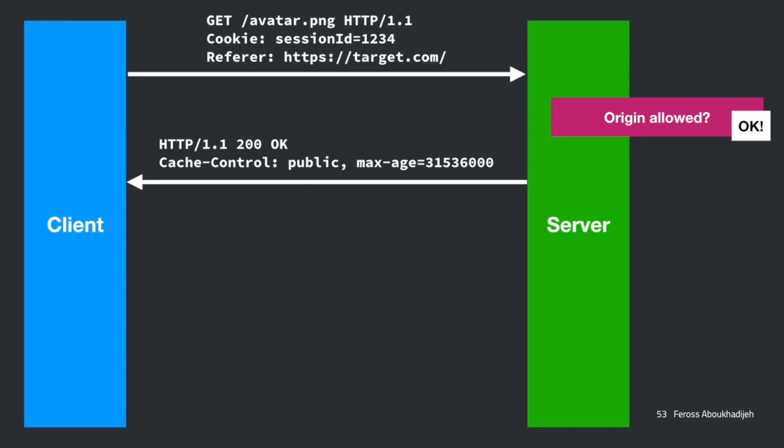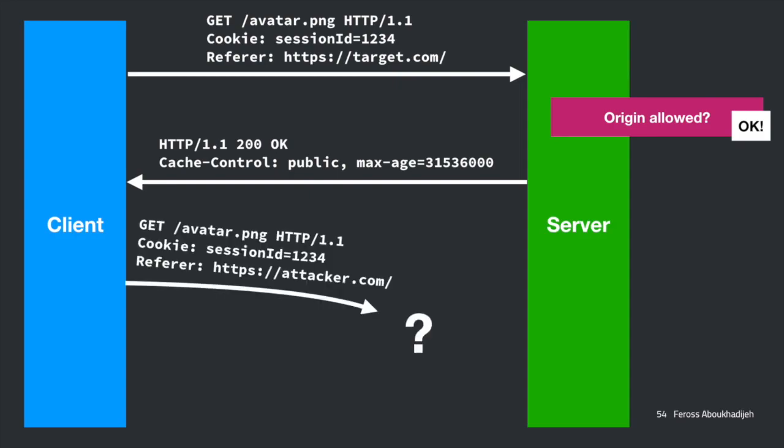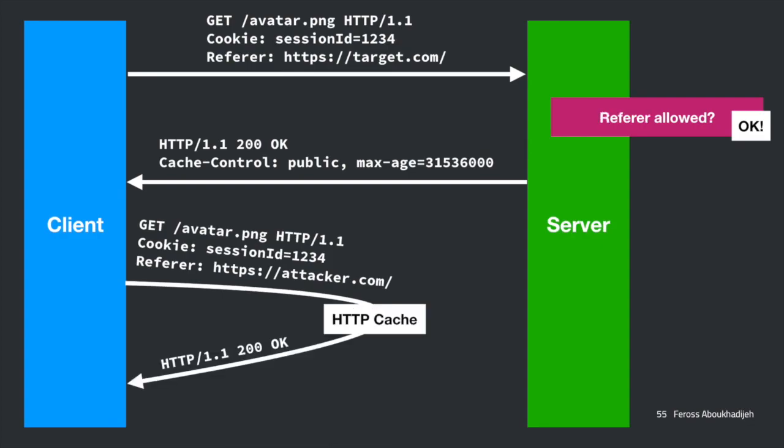So now, if the attacker embeds that same image, we're hoping that this request is going to make it to the server, so the server can do this check against that referrer and make sure that it matches. But what's going to happen instead is it's going to hit the browser's HTTP cache, and it's going to say, wait a minute, I was told that I already have a copy of this image. I put it in my cache. And so it's just going to return that right away. And so we have the same problem again. Does that make sense?